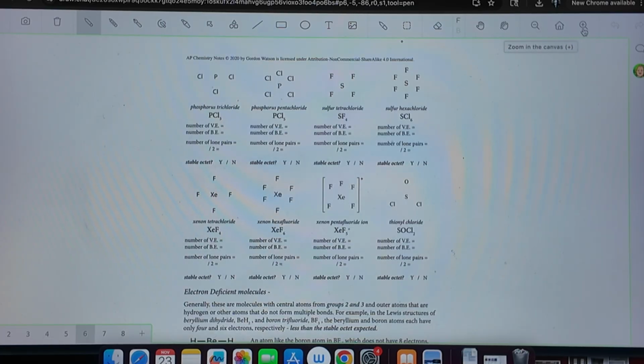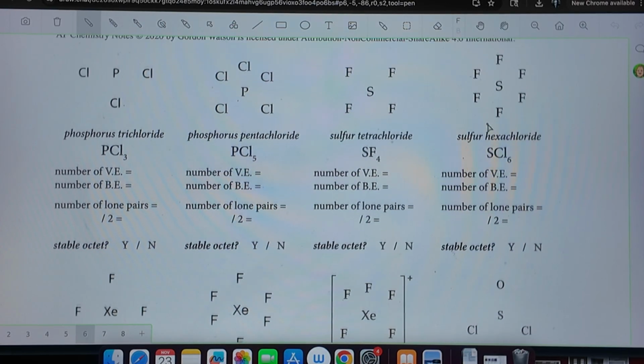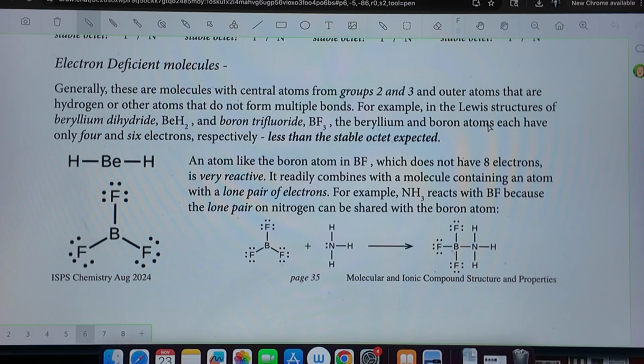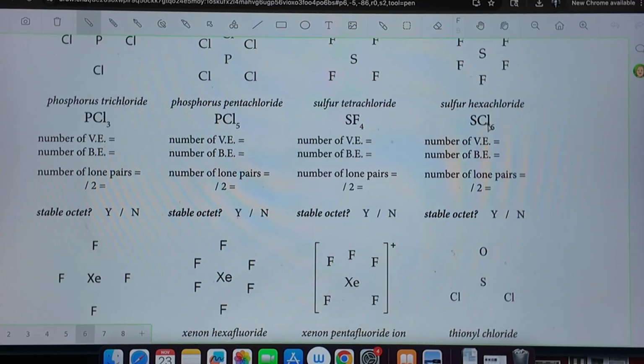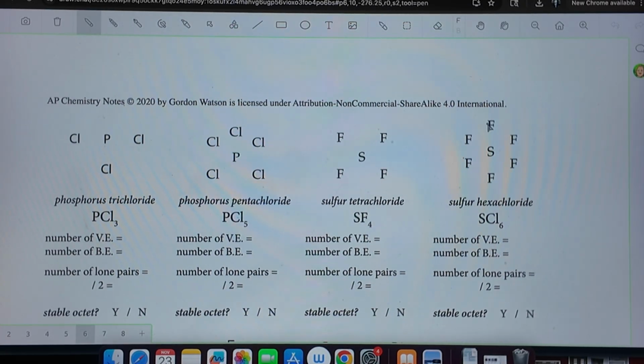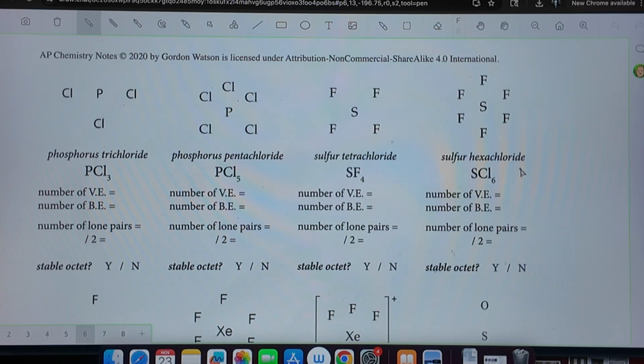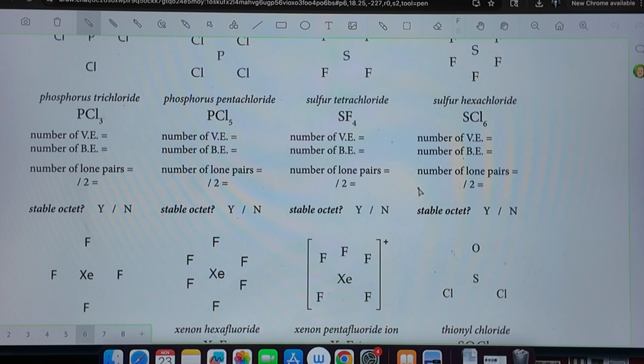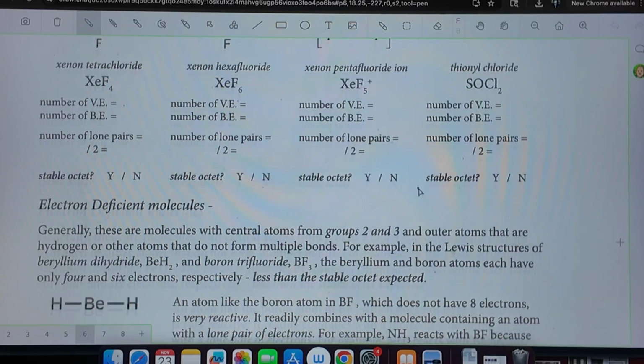Okay, what are they showing us here? Is this a question? I guess this is an exercise where they're showing the different structures, and you should, for practice, fill these in. Is it stable? Is it unstable?